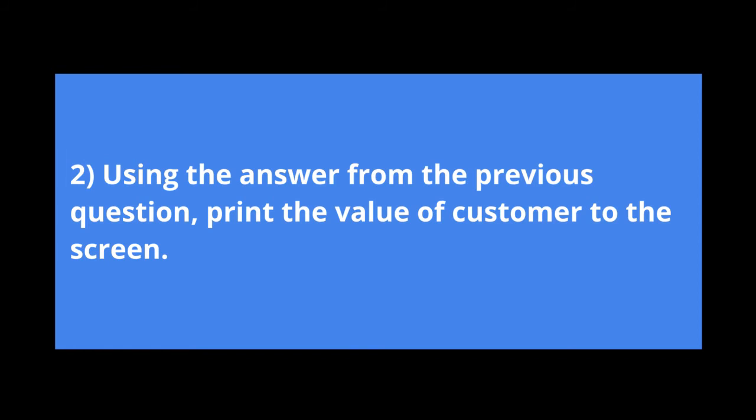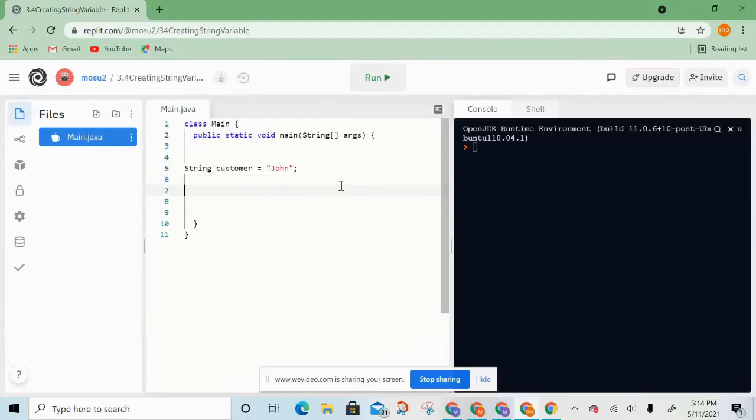Now, for number 2, using the code from the previous question, I want you to print the value of customer to the screen. So right here, pause the video, fill it out, and then we'll go over the answer. So now if we want to print the value of customer to the screen, we're going to have to use a print statement. So you can either use system.out.println or system.out.print. Either one will work. Now, if we want to print the value of customer to the screen, you're actually going to type the name of the variable directly into the set of parentheses. So customer, and now when we run our code to the screen, it should print out John.